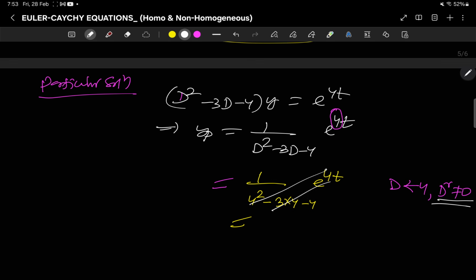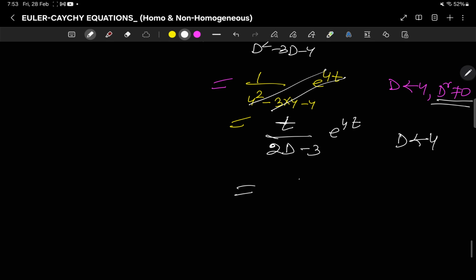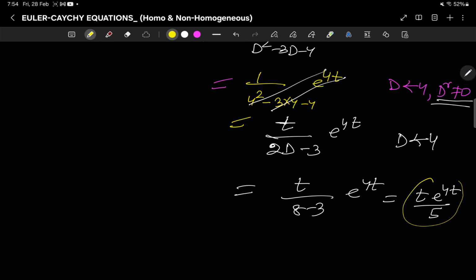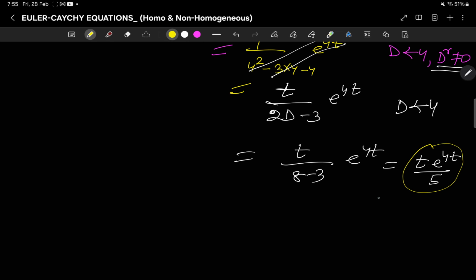So what we have to do is multiply by t in the numerator and differentiate the denominator. The derivative of D square is 2D, and of minus 3D is minus 3, with e to the power 4t. Now we replace D by 4. So we are getting t by 8 minus 3 e to the power 4t, which is t e to the power 4t divided by 5. Now you can substitute the value of t. T is log x. So that is equal to, now what is the value of t here?